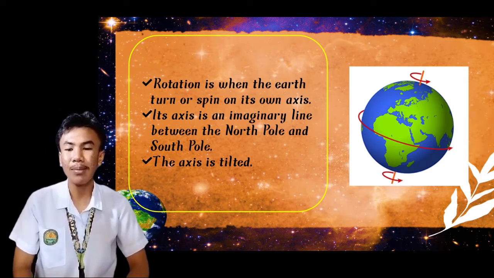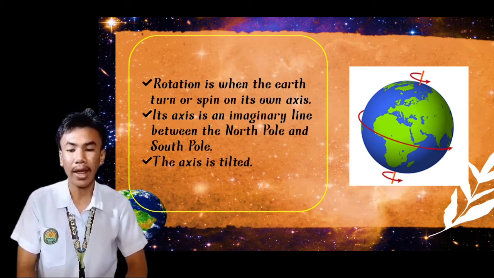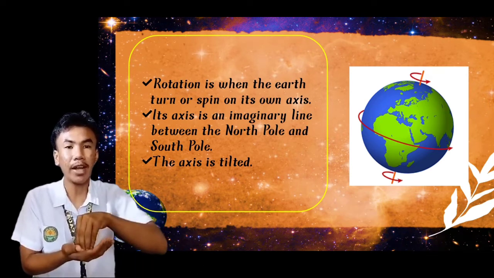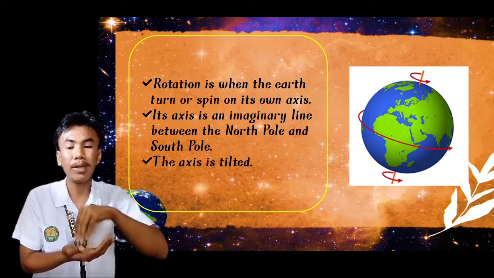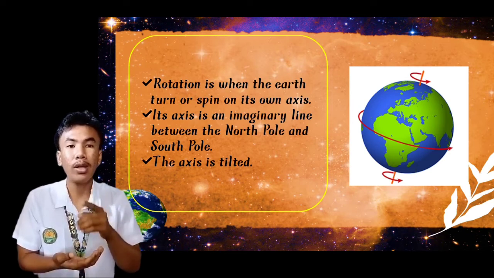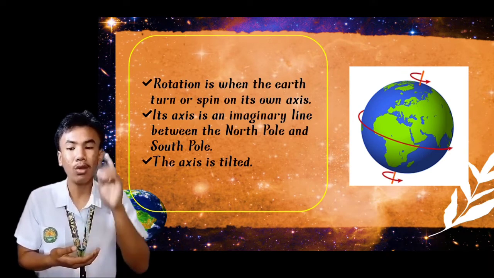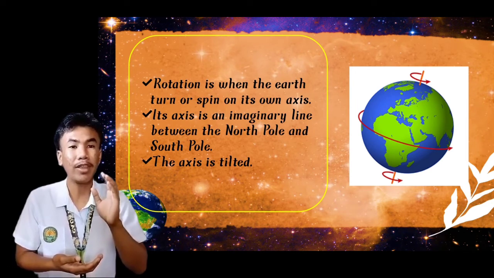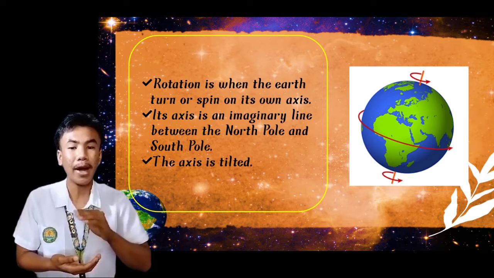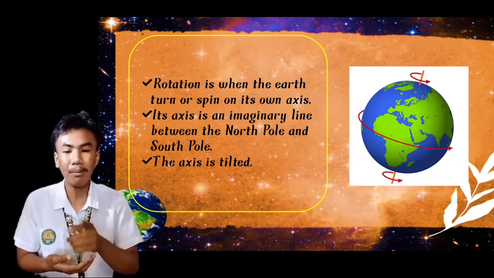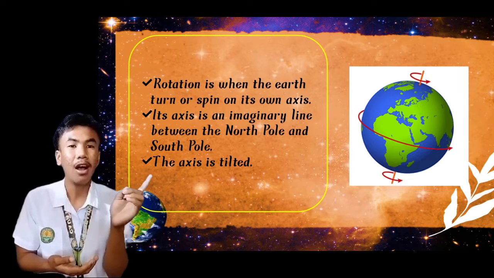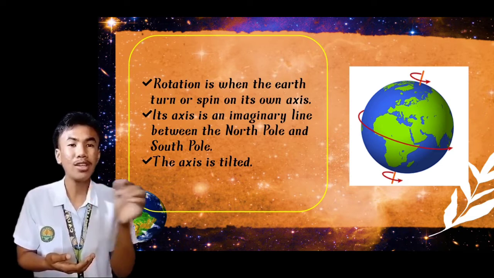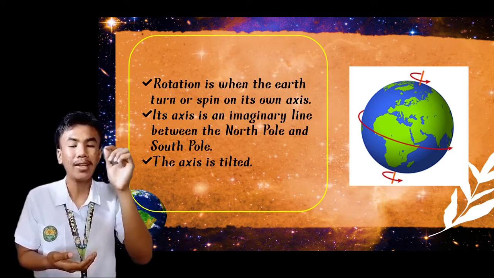The axis is an imaginary line between the North Pole and the South Pole. The axis of the Earth is an imaginary line, so it is invisible. The North Pole is the upper part of the Earth, and the South Pole is the lower part. You can see in the image a red line around the middle of the Earth. That is what we call the equator. The equator is the line dividing the North Pole and the South Pole.